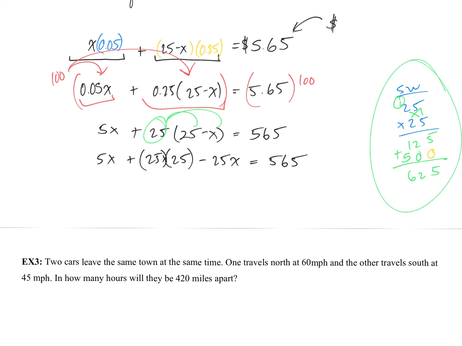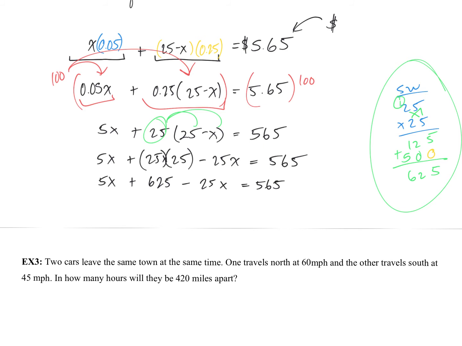Once again, if you need a reminder on how to do that by hand, please come to office hours or send me an email. Okay, so we have 5x plus 625 minus 25x equals 565. Let me fix that, it didn't look like a 5, that looked like a 6.